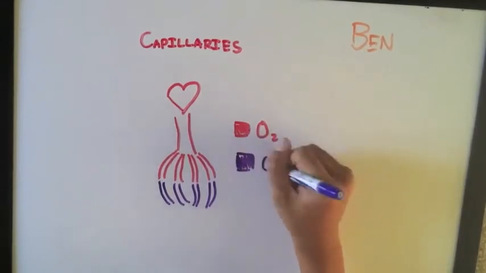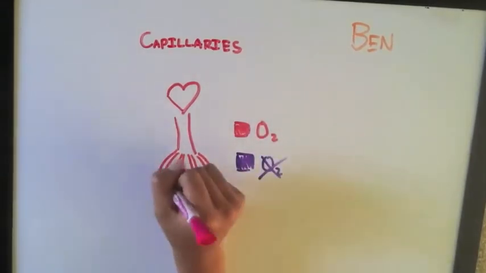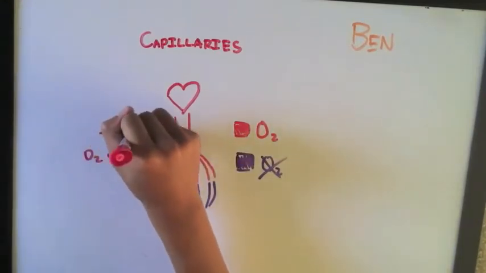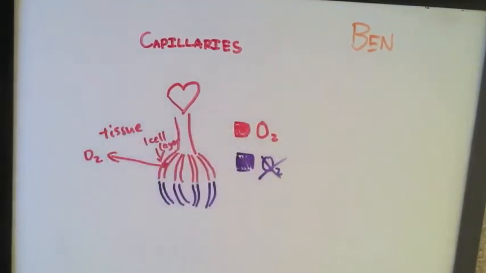Capillaries usually have one-cell-thick walls to allow for easy exchange of substances. Oxygen is transported out of the capillaries and carbon dioxide in. Nutrients and waste products are exchanged similarly. Capillaries also play a part in maintaining homeostasis.